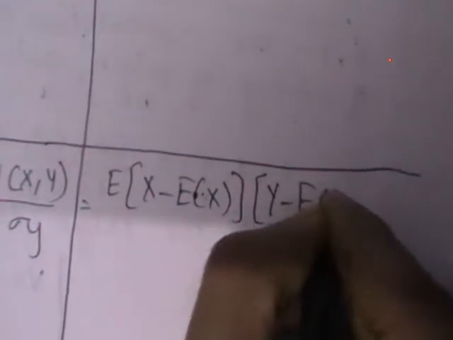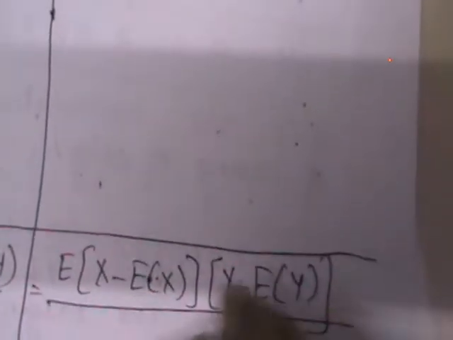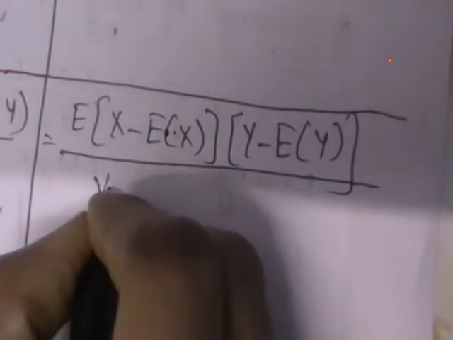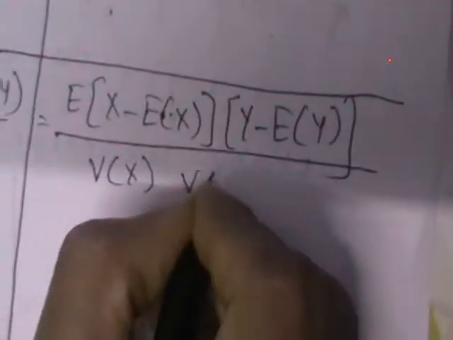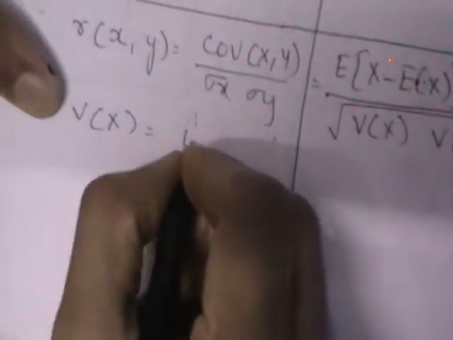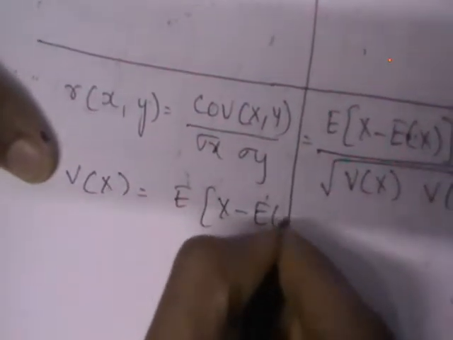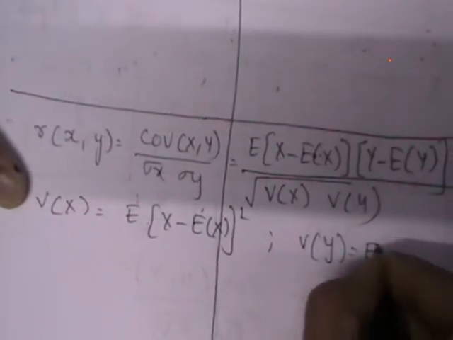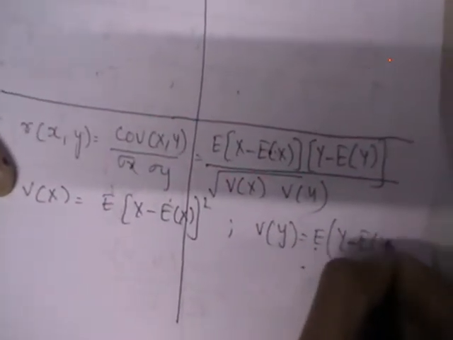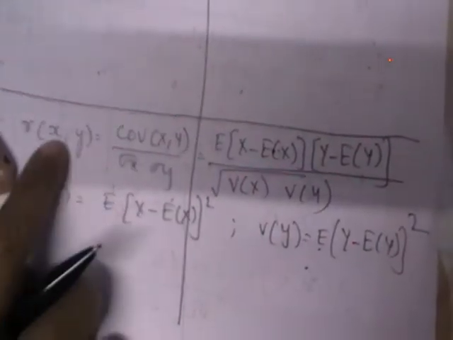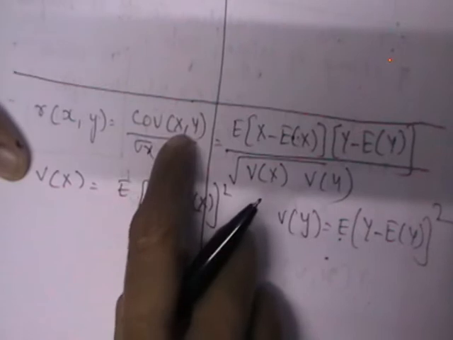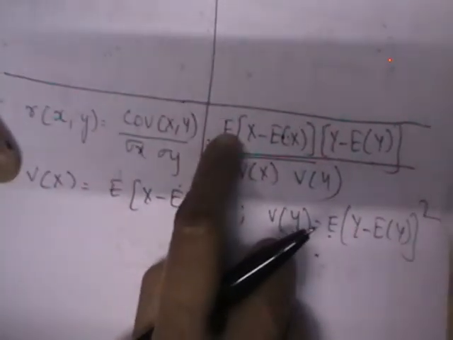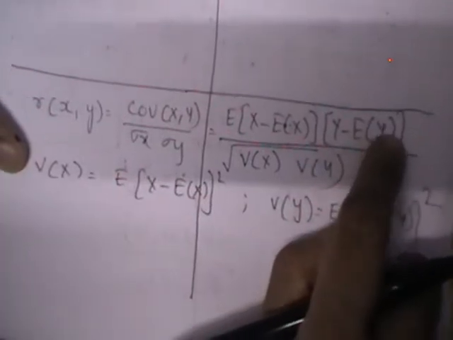If you take out the formulas page, you will find this: expectation of x minus expectation of x into y minus expectation of y, by the root of variance of x into variance of y, since standard deviation is the root of variance. What is the formula for variance of x? Expectation of x minus expectation of x whole square. Variance of y is expectation of y minus expectation of y whole square. To calculate r of xy you need these two. Again, to calculate covariance of xy we need expectation of x minus expectation of x into y minus expectation of y.